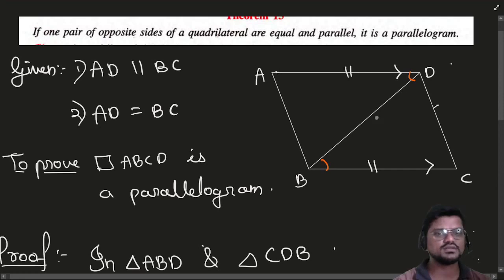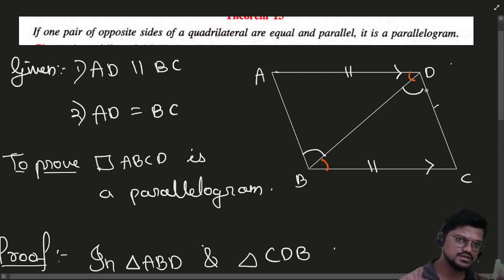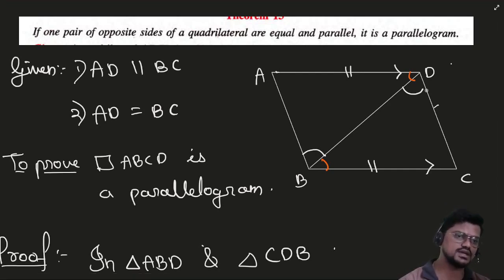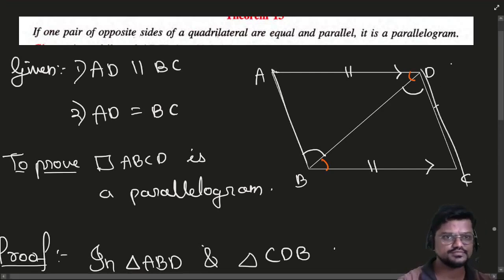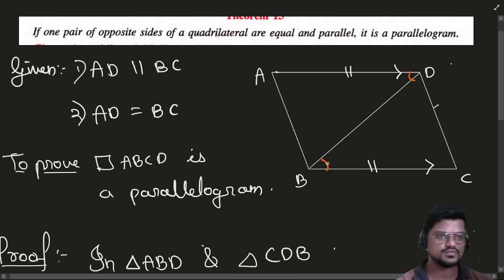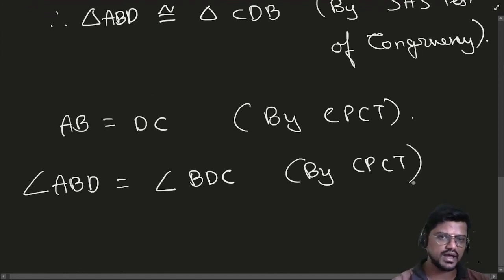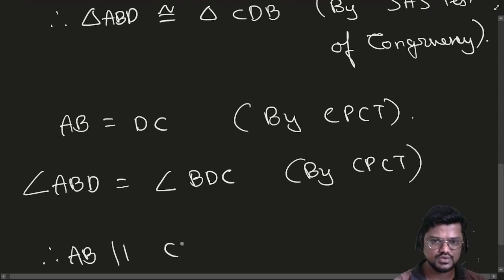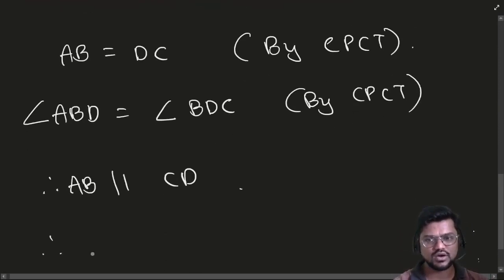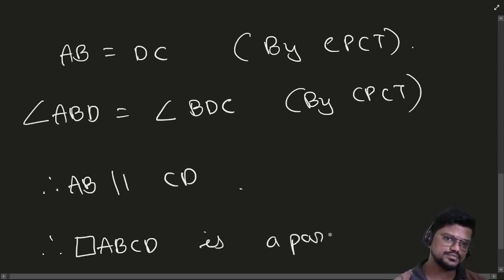Now, since the two triangles are congruent, we got to know that this angle is equal to this angle. Now, once these two angles are equal, then what I can say? That these two lines will be parallel. AB will be parallel to CD. Therefore, I can say quadrilateral ABCD is a parallelogram.